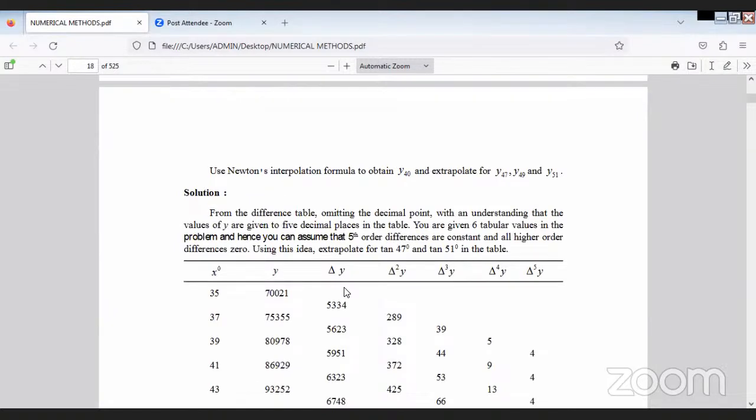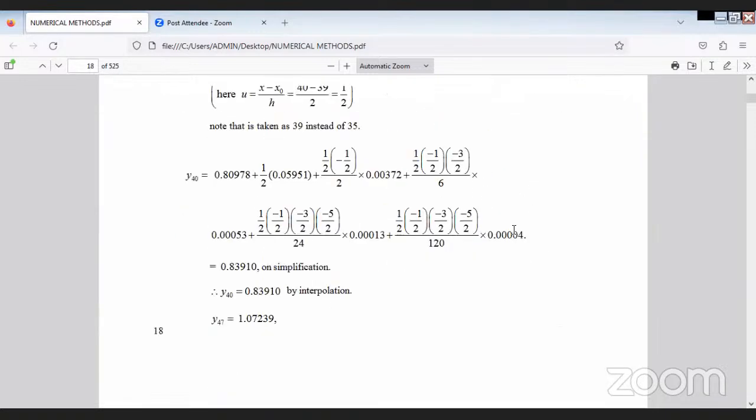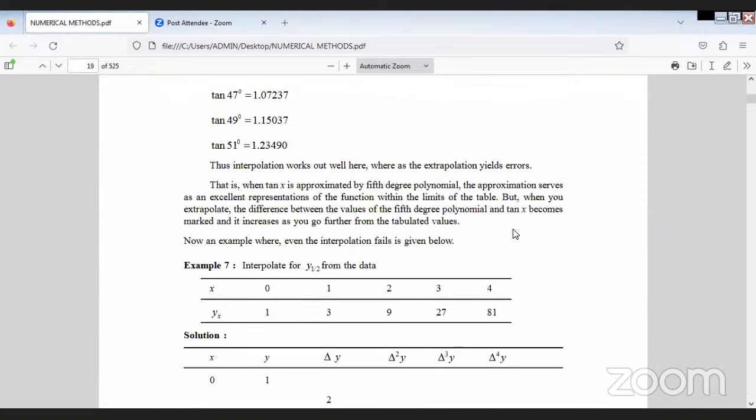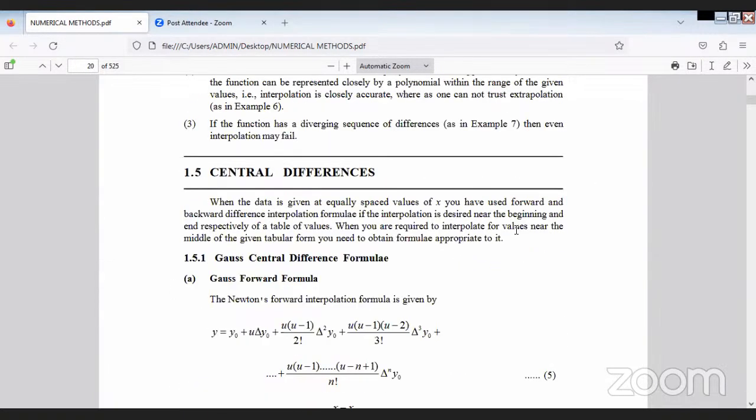From the difference table, given the decimal places of the tabular values in the problem, the fifth order difference is constant, and higher order differences are 0. Using that to evaluate at 47 and 51 in the table, we take the formula and apply the same here. We are finding y47. It is the same procedure. Now we are going to the central differences.